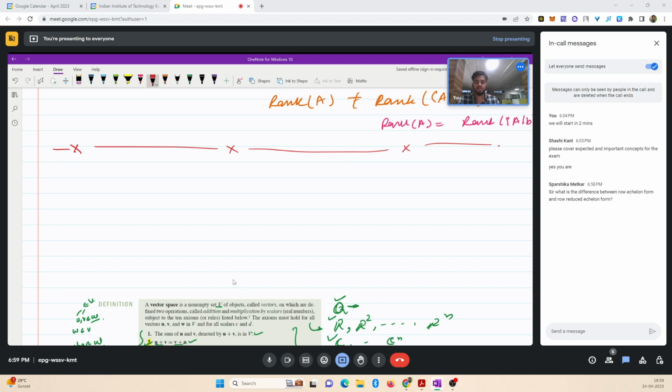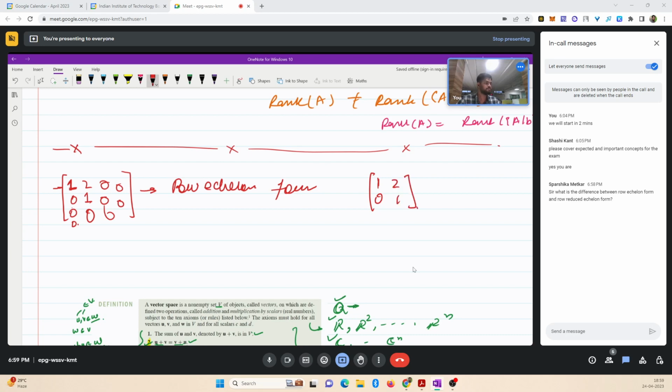If you remember, in row echelon form, below every pivot element we should have all zeros, right? And if you have a pivot element in this row, then in the next row or any subsequent row, the pivot element should be towards the right of this element. So something like this is called row echelon form. For example, this particular example is in row echelon form.